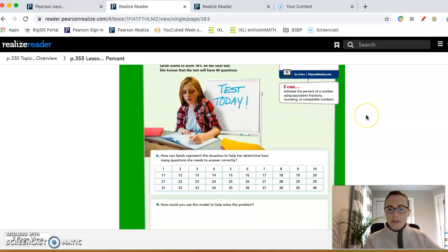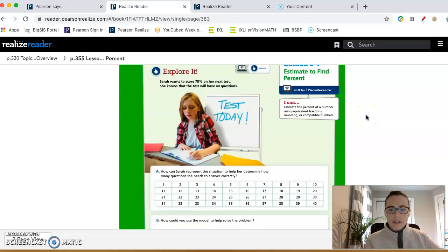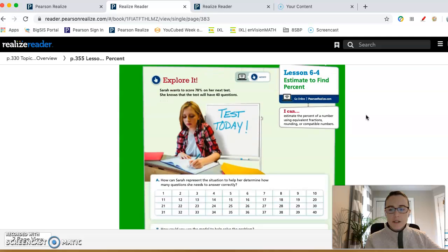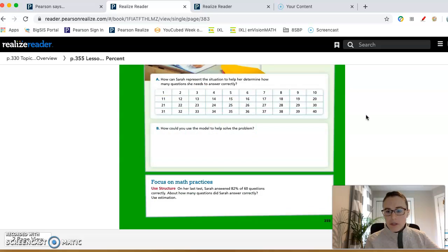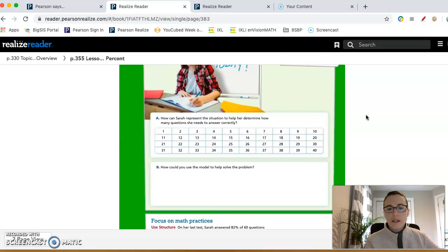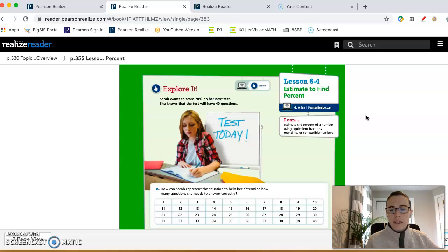Hello, sixth graders. We are going to be working on lesson 6-4. If you're following along in your workbook, you're going to be on page 355. So if you could turn to page 355 in your workbook, you're going to follow along with me. This lesson is about estimating to find percent.